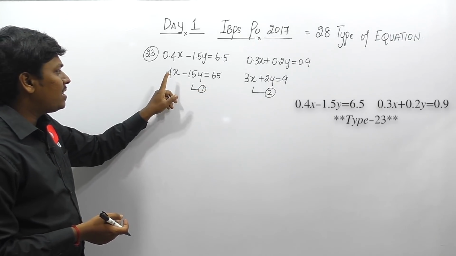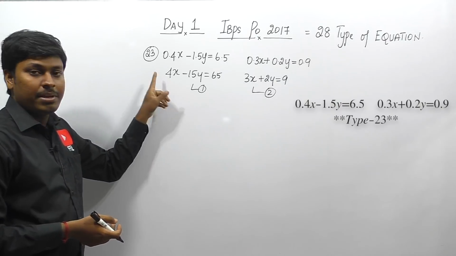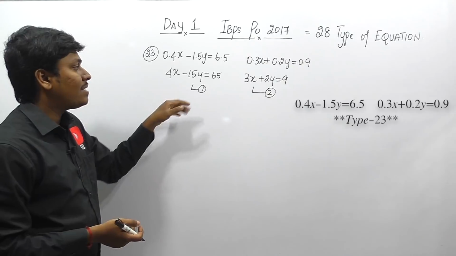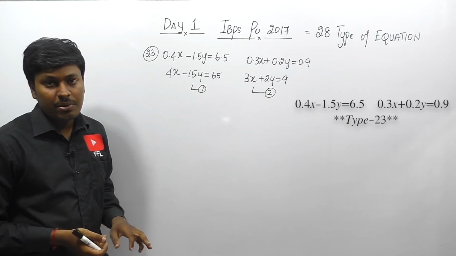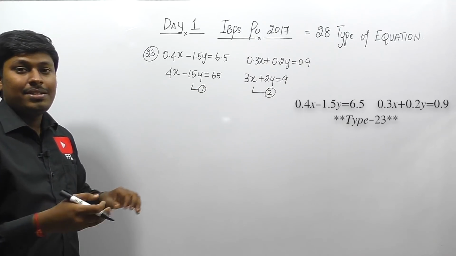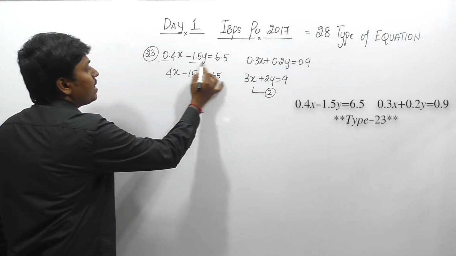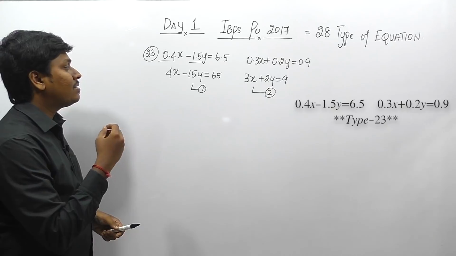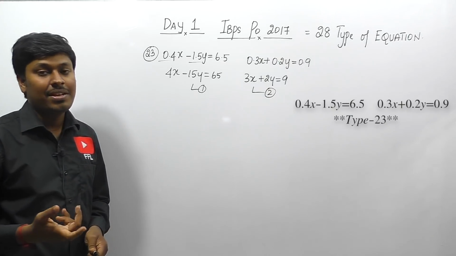Here you can find the values of x and y, because you can multiply equation number 1 by 3, it becomes 12x, and equation number 2 by 4, it becomes 12x. So we can cancel x and x and you can find the value of y. So this is so simple. But the thing is, if you find any decimal value like this, first of all remove all the decimal points so that you can find the simultaneous equation values easily.